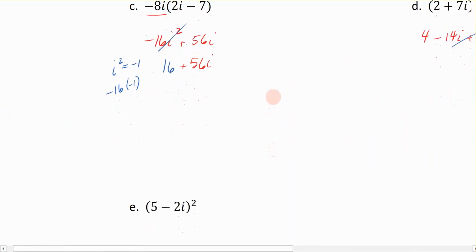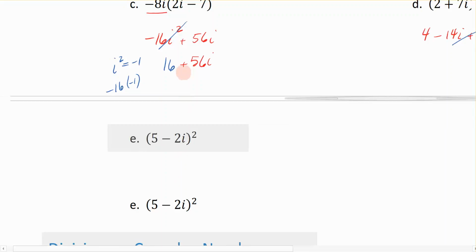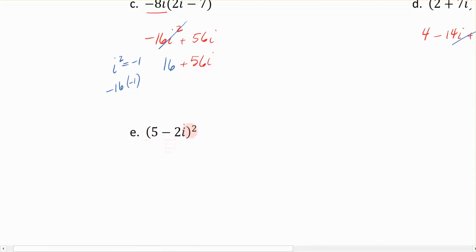Now we're going to try that one more time, and this time we're going to do it using this example right here, 5 minus 2i squared. Now you may remember that when I have 5 minus 2i squared, that's the same thing as saying 5 minus 2i times 5 minus 2i. So we could do FOIL just like we did in the previous example, and we could multiply out using FOIL these two binomials that are right here.